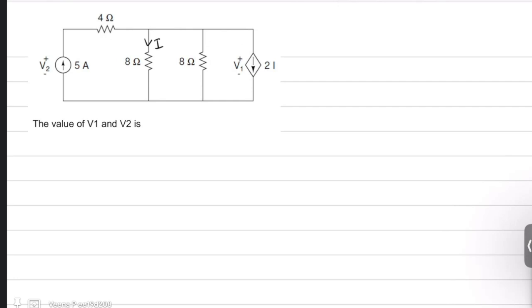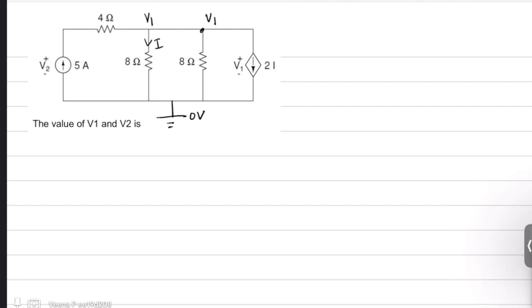Since a reference node is not given in the problem, let us choose this as a reference node, which is 0 volts. And this voltage is anyway given in the problem, which is V1. So this is also V1.